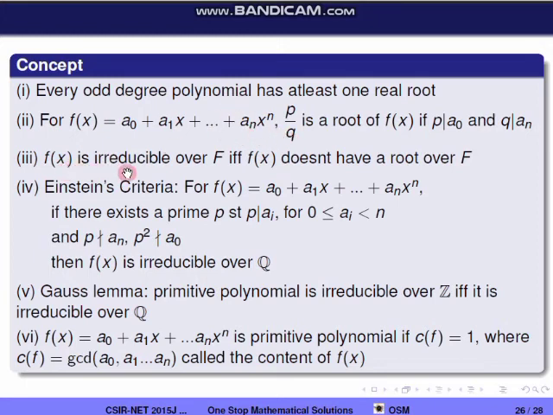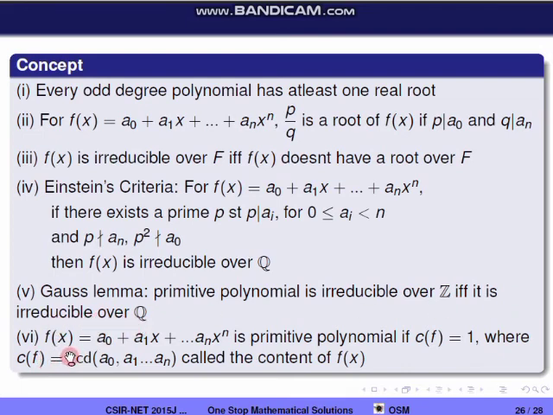f of x is irreducible over F if and only if f of x doesn't have a root over F. Eisenstein's criteria. For f of x equal to a0 plus a1x plus etc. up to an x power n, if there exists a prime p such that p divides ai for 0 less than or equal to i less than n, and p doesn't divide an and p square does not divide a0, then f of x is irreducible over Q. Gauss lemma. A primitive polynomial is irreducible over Z if and only if it is irreducible over Q.